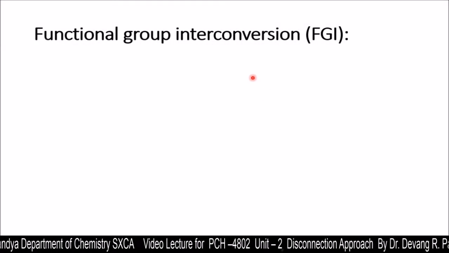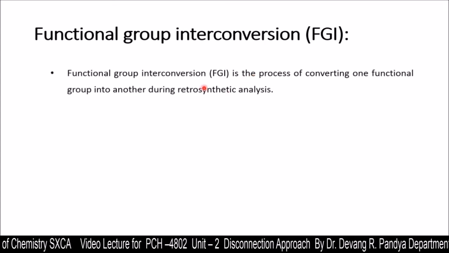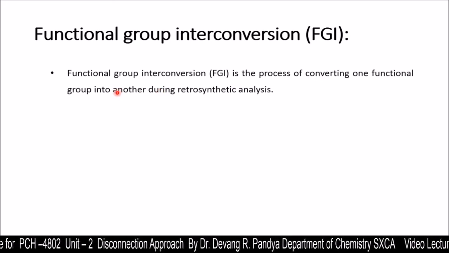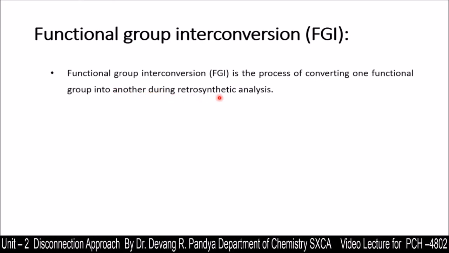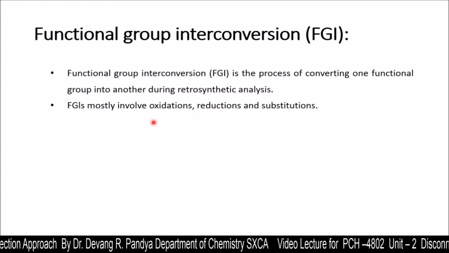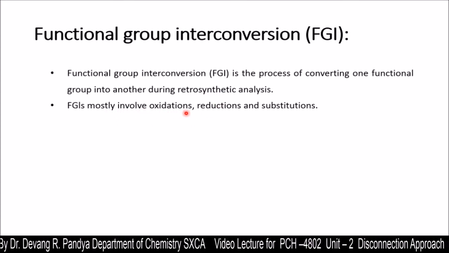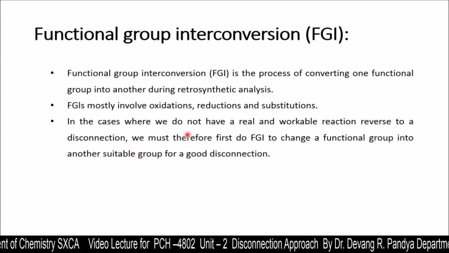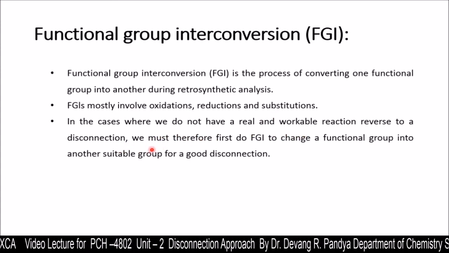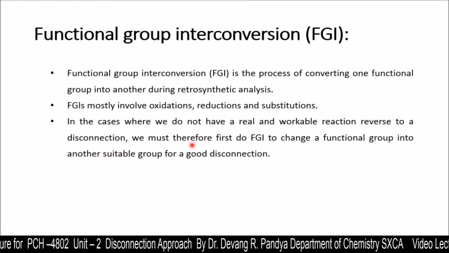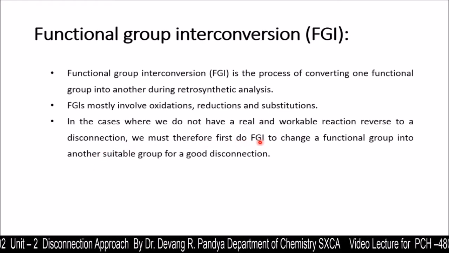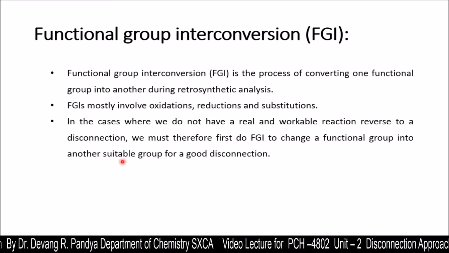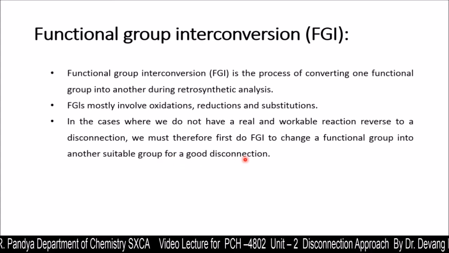Now, functional group interconversion, that is FGI. Functional group interconversion is the process of converting one functional group into another during retrosynthetic analysis. FGI mostly involves oxidation, reduction, and substitutions. In the case where we do not have a real workable reaction reverse to a disconnection, we must therefore first choose FGI to change a functional group into another suitable group for a good disconnection.